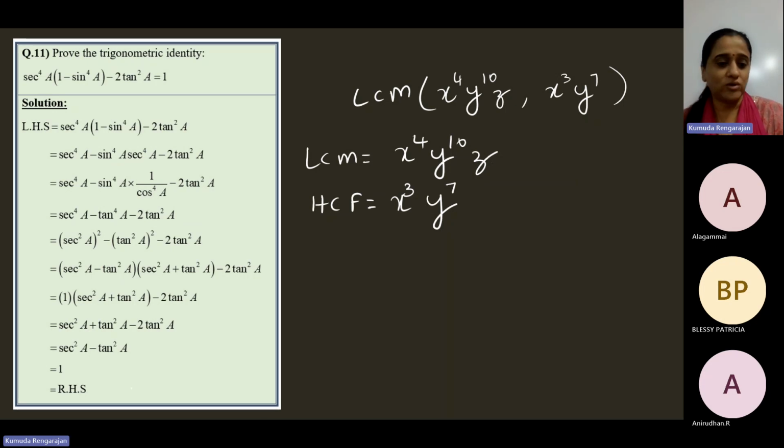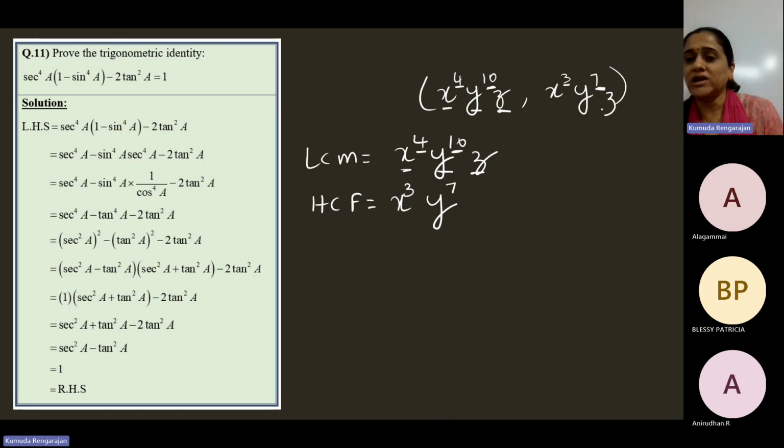For LCM, we see x, y, and z, so you should write x, y, and z. For x, we have power 3 and power 4, highest power 4. For y, we have power 7 and power 10, highest power 10. Z is not here, but you should write all the factors. You can imagine a z with power 0 here, because z to the power 0 is 1. Between 0 and 1, the highest power is 1. So this is the LCM.